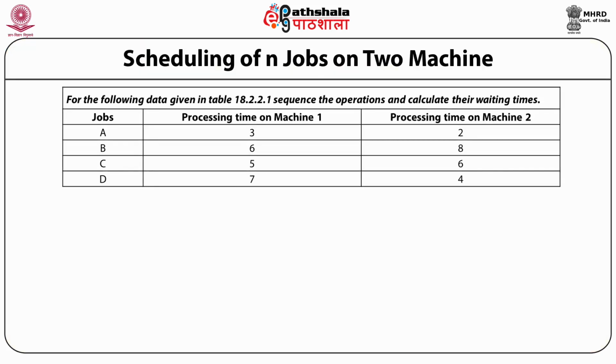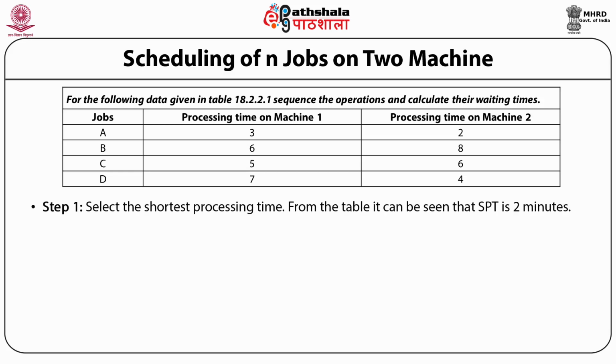Example: for the following data given in the table, sequence the operations and calculate their waiting times. Job A, processing time on machine 1 is 3, on machine 2 is 2. Job B, processing time on machine 1 is 6, on machine 2 is 8. Job C, processing time on machine 1 is 5, on machine 2 is 6. Job D, processing time on machine 1 is 7, on machine 2 is 4.